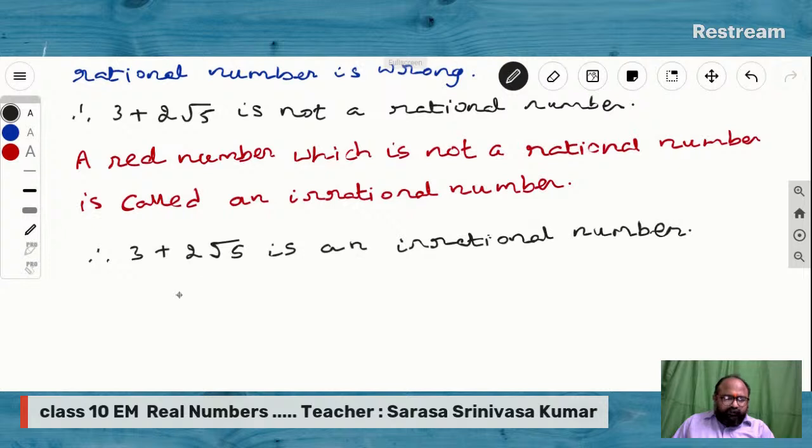So we proved this result by contradiction method.